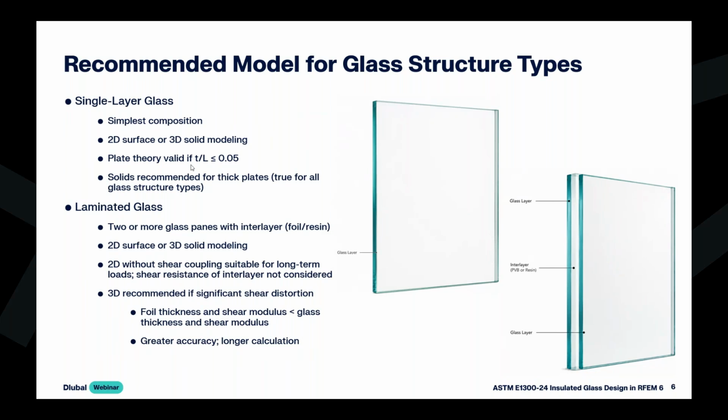So this might occur when our glass thickness and shear modulus is much greater than the foil thickness and shear modulus. As we mentioned on the previous slide, we're going to get better accuracy here, but it's a compromise of a little bit longer calculation times. Of course, if you're just running a few surfaces or panels with the solid model, the calculation time won't be too long depending on how many load combinations you are considering.